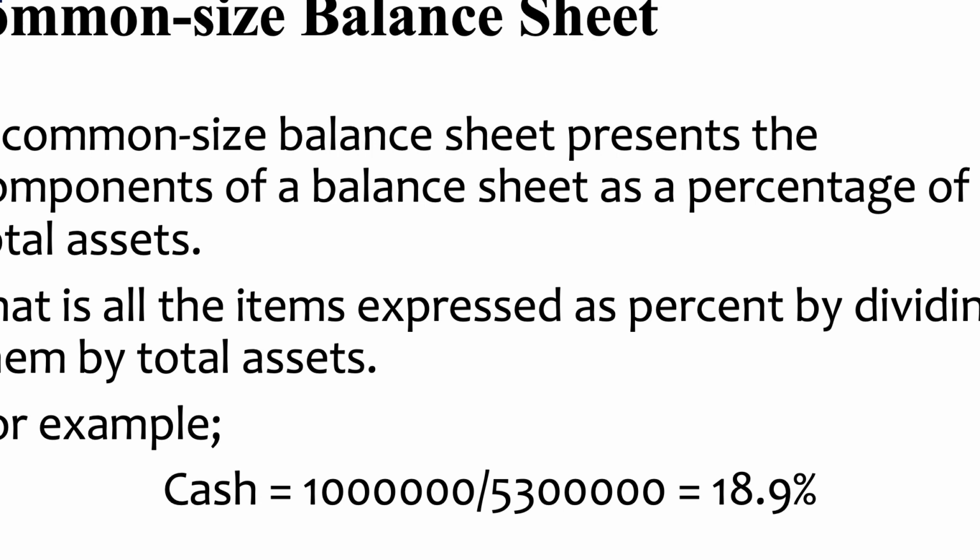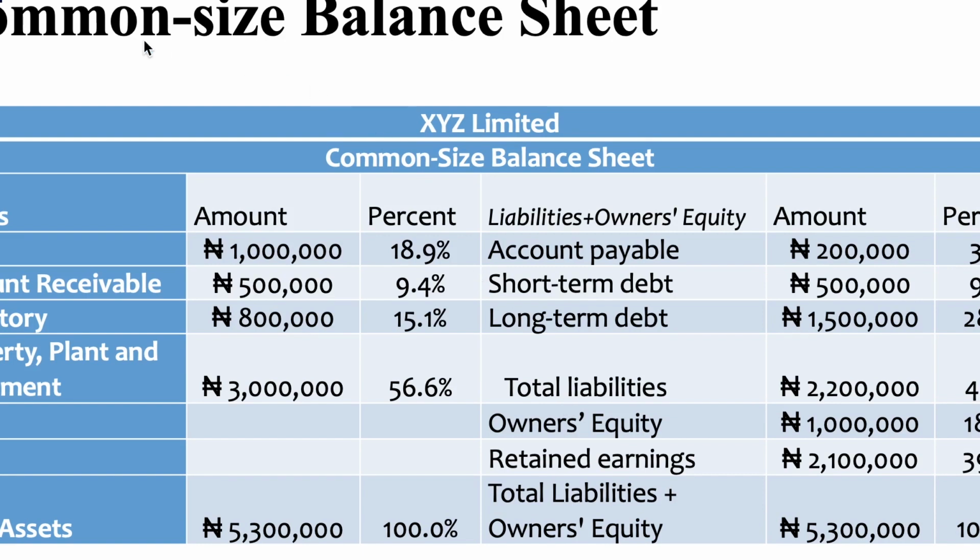So what we do in common size balance sheet is we take each of the items in the balance sheet and divide it by the total asset and express it as a percent. So that is, all the items are expressed as percent by dividing them by total asset. For example, in the balance sheet I'm going to show, the cash value is 1 million, while the total asset is 5.3 million. That means the cash is just 18.9% of the total asset of the company. So this is a common size balance sheet.